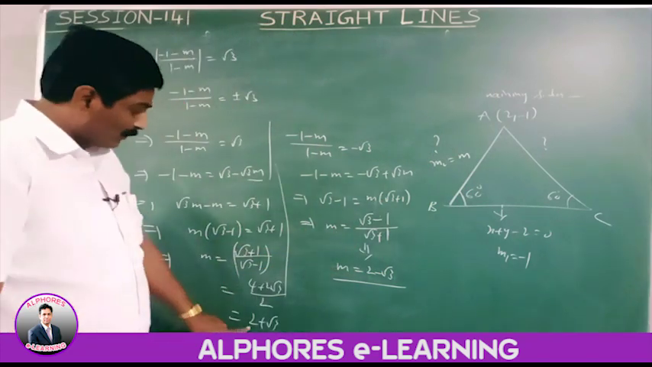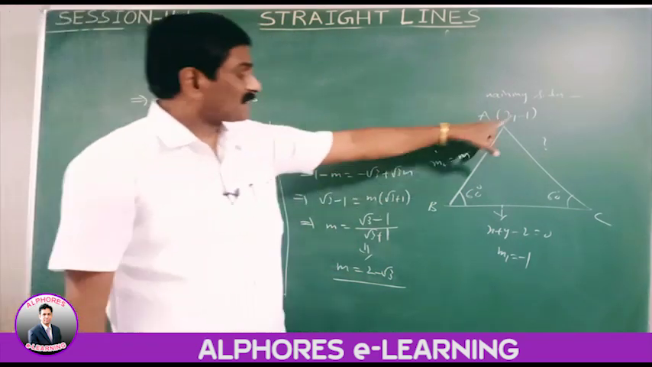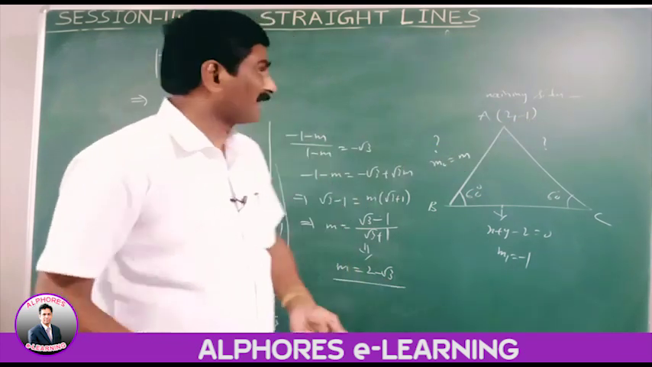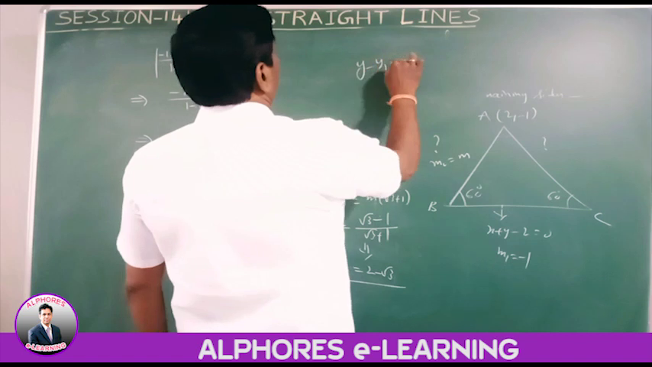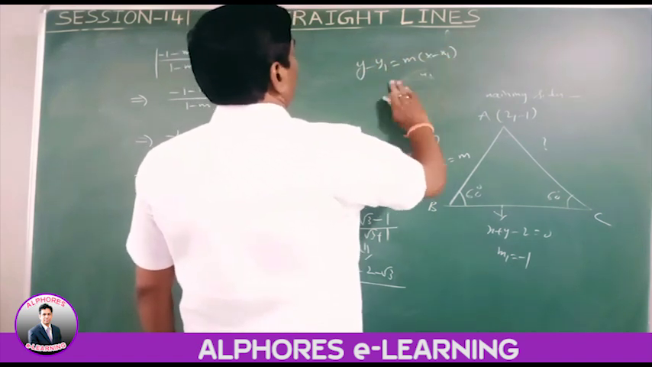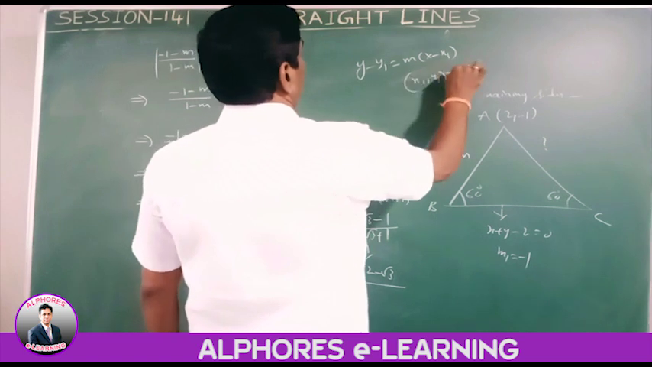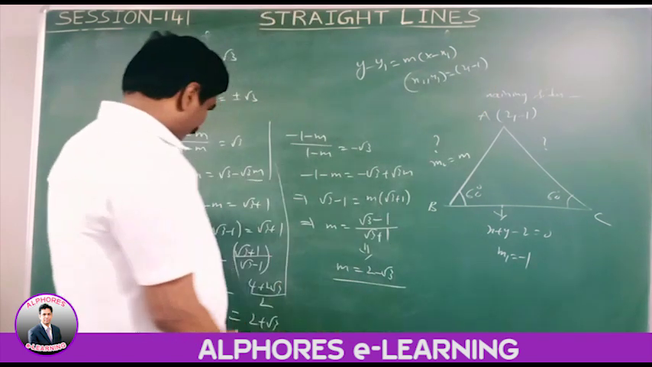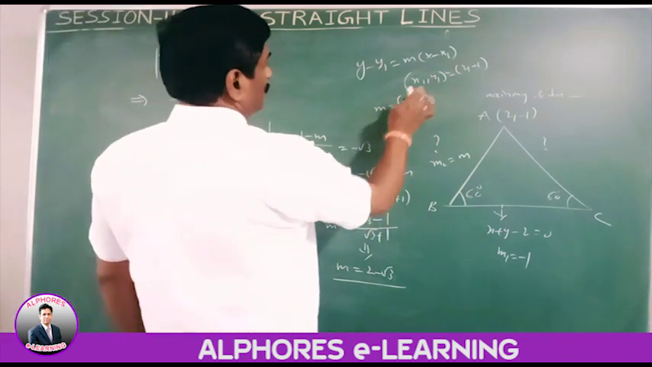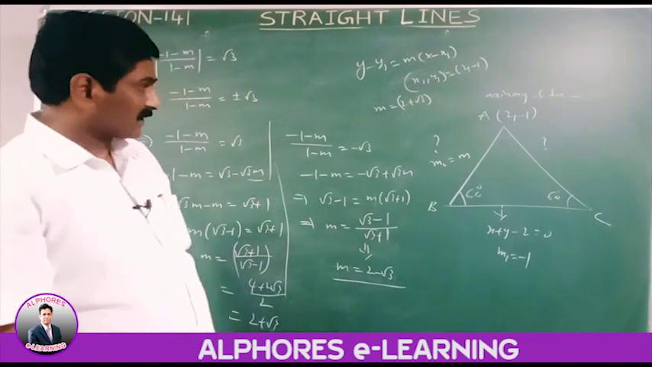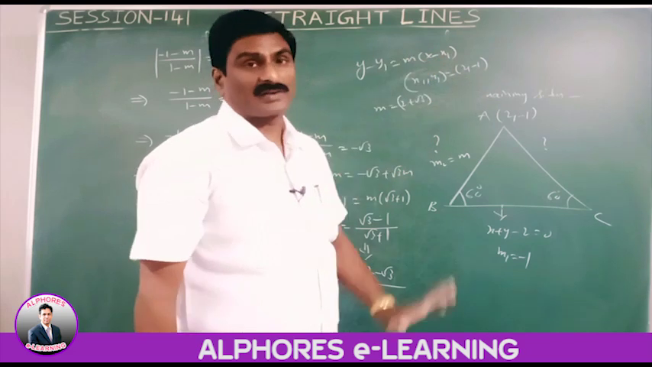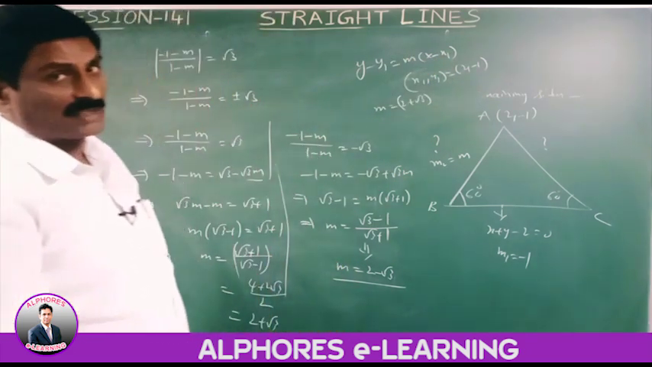Take one of the slopes as 2 plus root 3. This AB passes through the point (2, minus 1). If slope and point are given, what is the equation of the line? y minus y1 is equal to m into (x minus x1). x1, y1 is equal to (2, minus 1). In the first case, take m is equal to 2 plus root 3. Substitute these points in this equation, and we get one of the side equations. Next, in the second case, take m is equal to 2 minus root 3. Same point, find the equation of the line. Okay, please note this value.